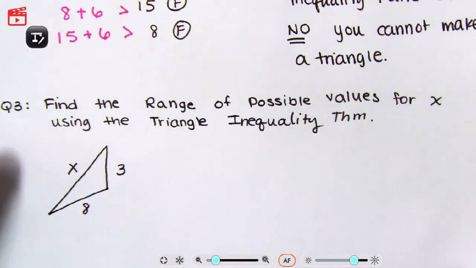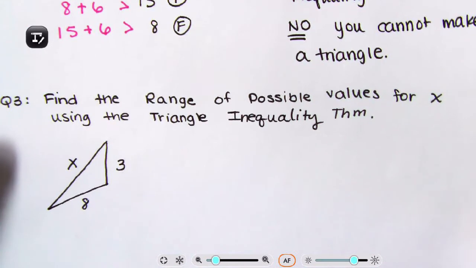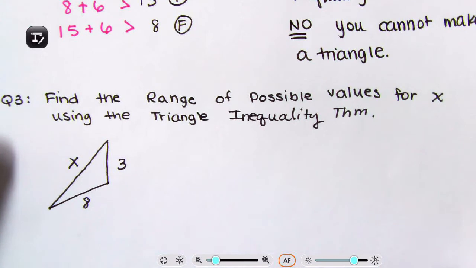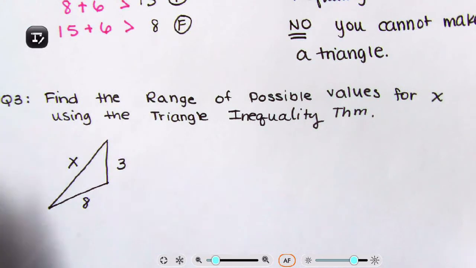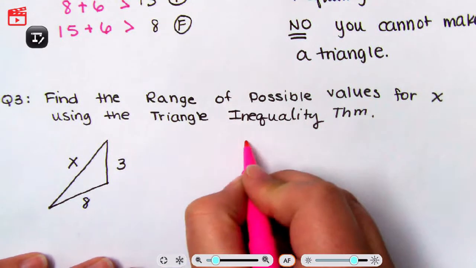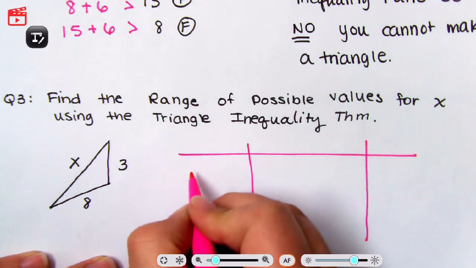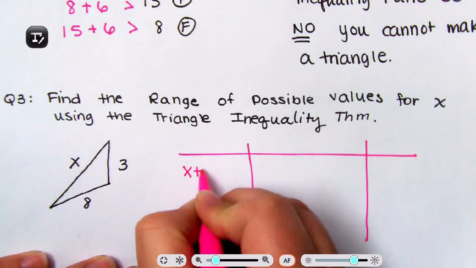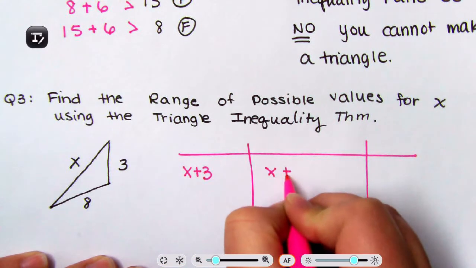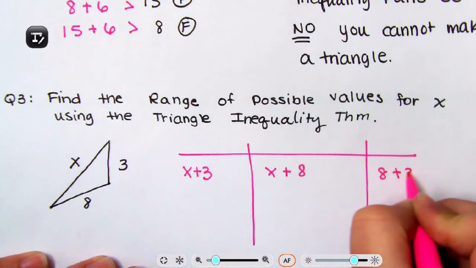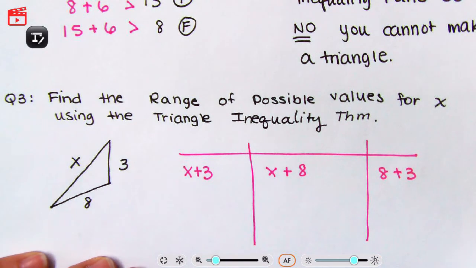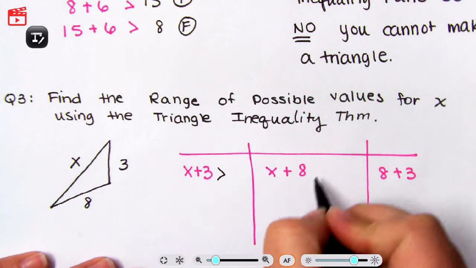All right, let's move on to question number 3. Find the range of possible values for x using the triangle inequality theorem. That means we're going to set up 3 different types of equations. We're going to have x plus 3, x plus 8, and 8 plus 3. Now again, the sum of the 2 sides needs to be greater than that third side.